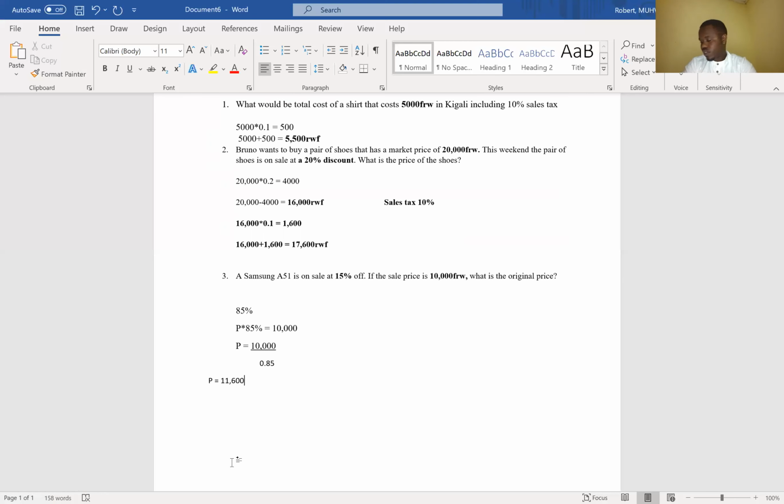No, 11,600 is wrong, it is 11,765 Rwandan francs. So this is the original price. So it means that before we had 15% off, this Samsung was costing 11,765. But after 15% off, the Samsung is now costing 10,000. So I hope this is very clear.